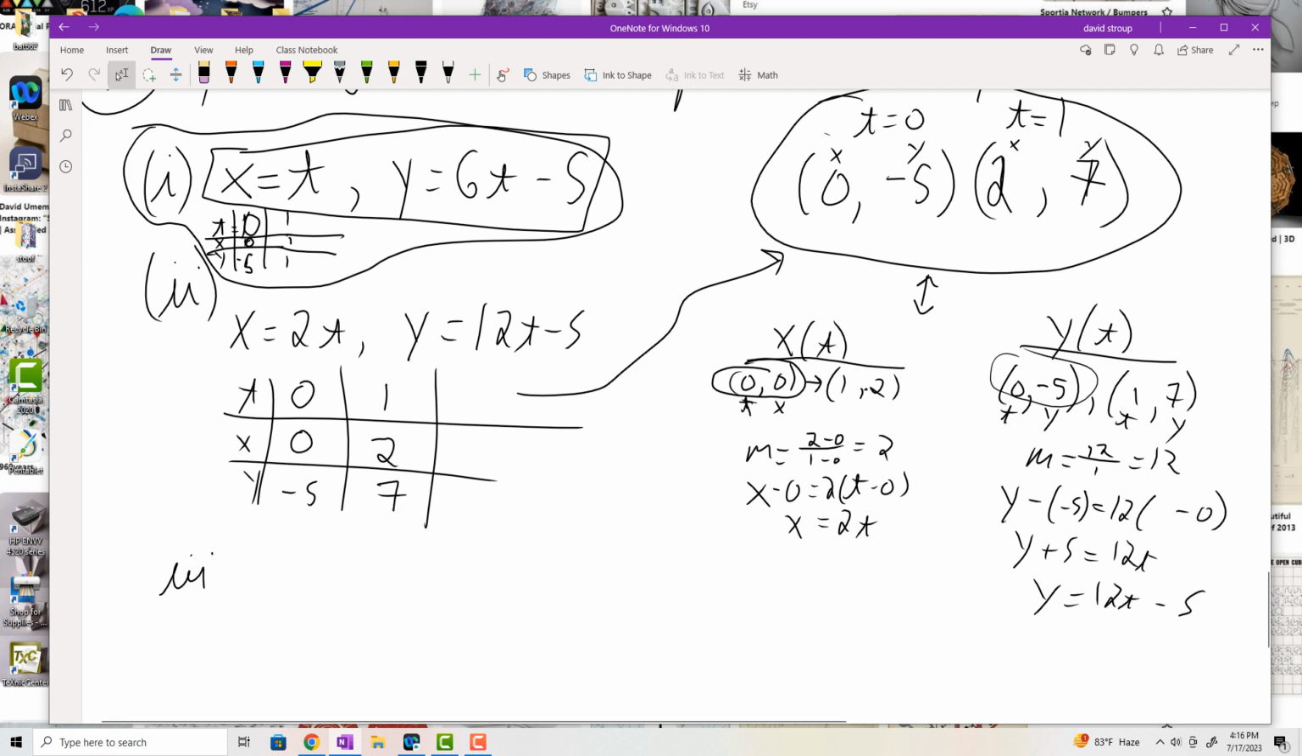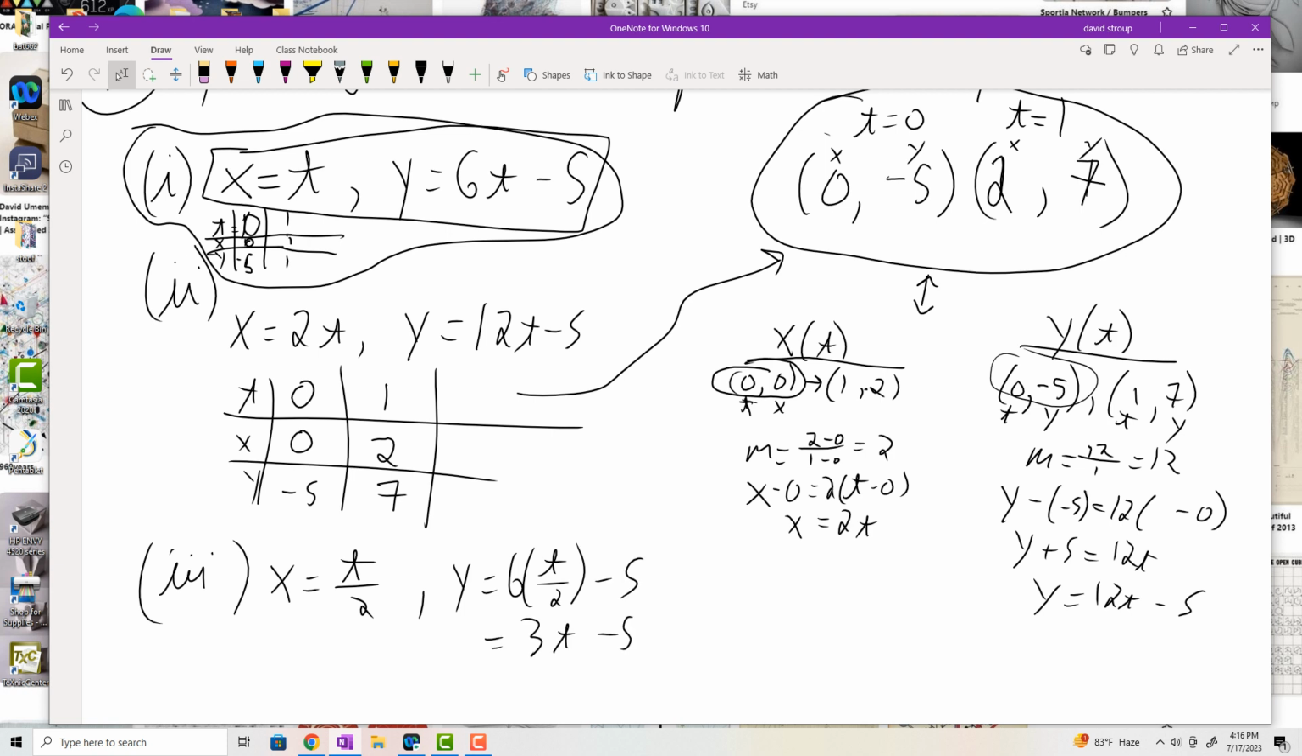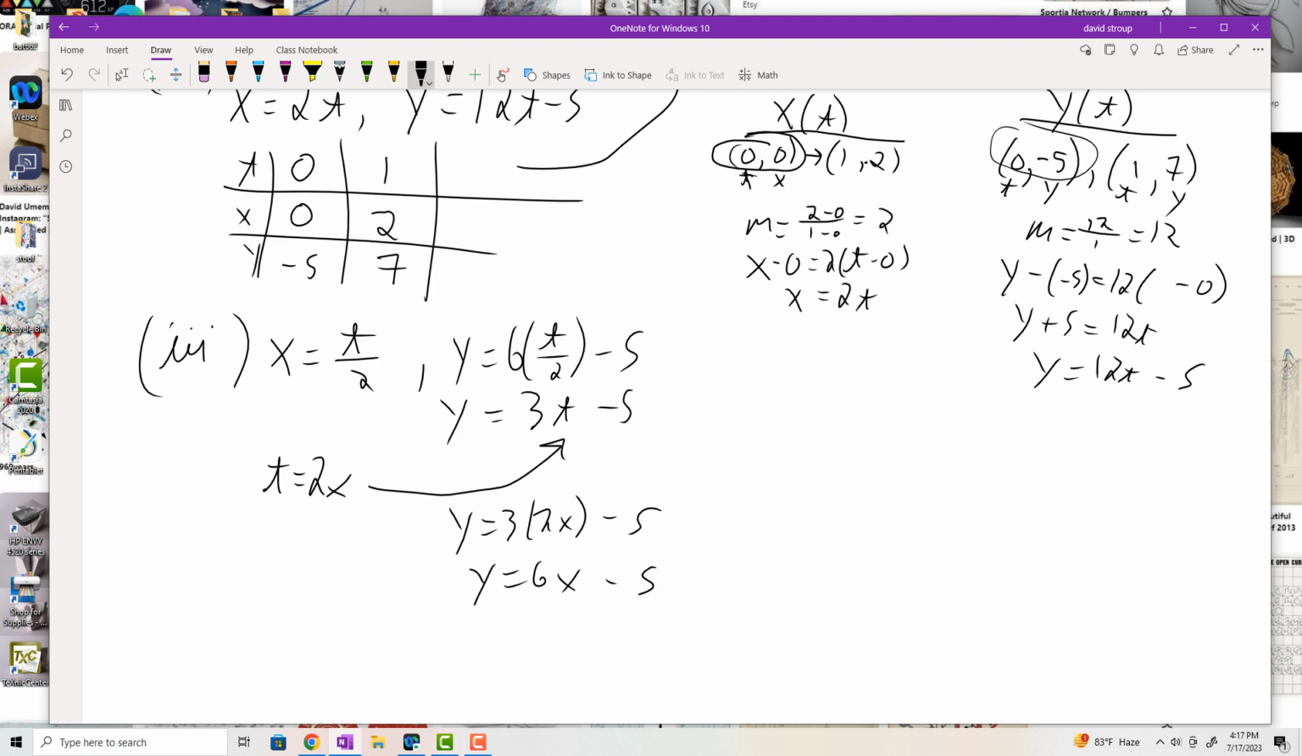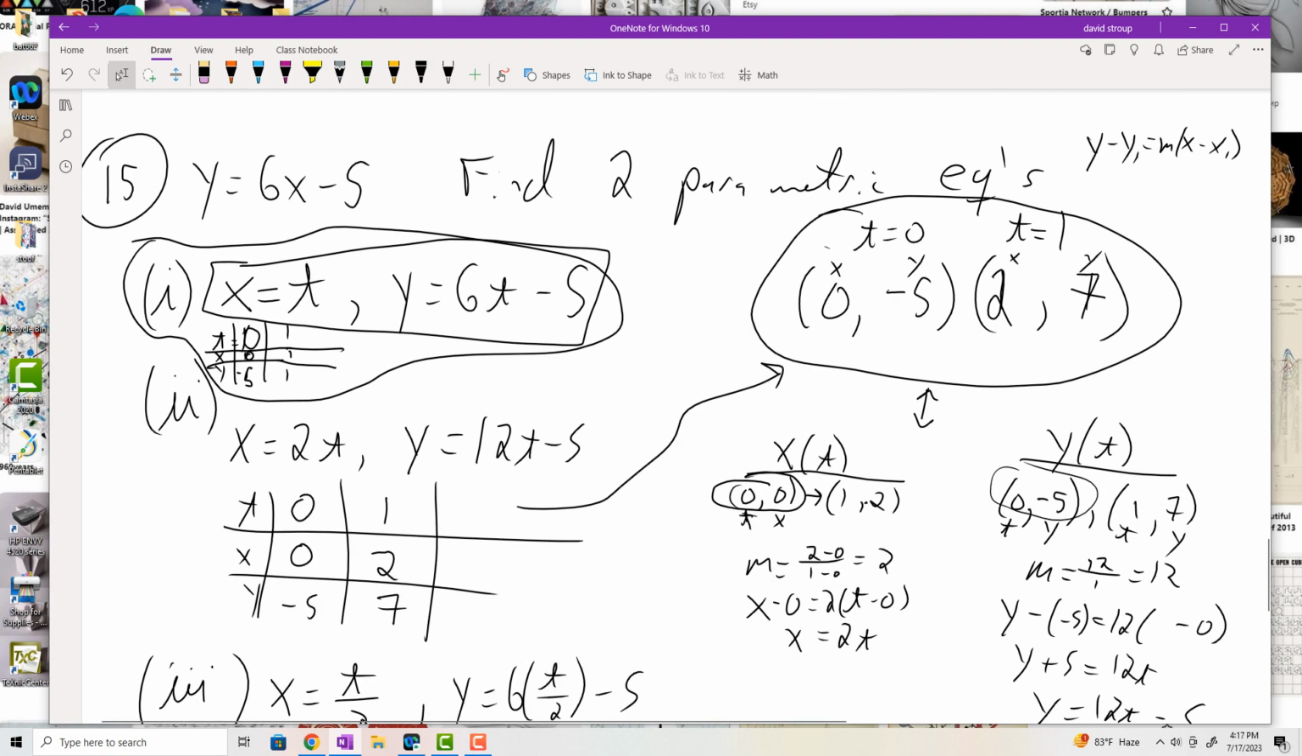So maybe section 3. Just let x equal t all over 2. And then y will equal 6 times t all over 2 minus 5, right? So this would be 3t minus 5. You can eliminate the parameter and make sure it works. So t equals 2x, and plugging that in, you get y equals 3 times 2x minus 5. So y is 6x minus 5, which works. Okay.